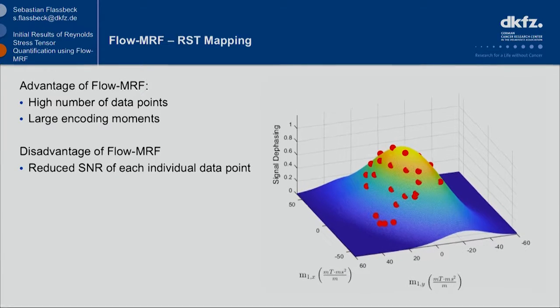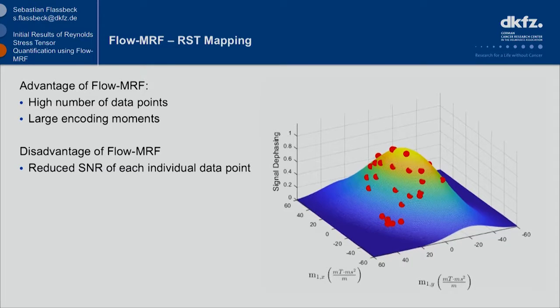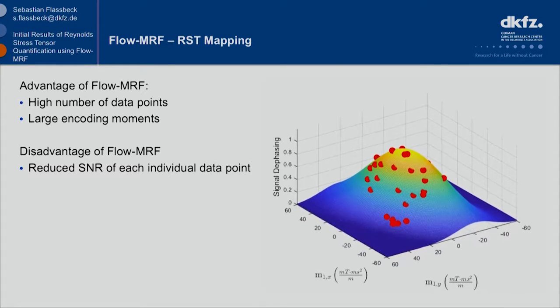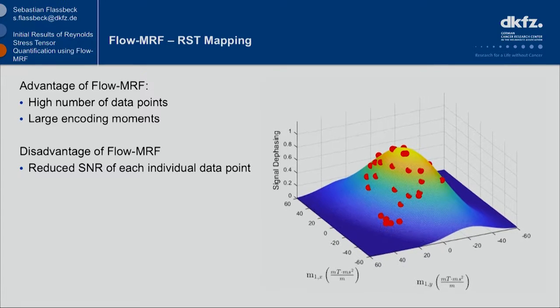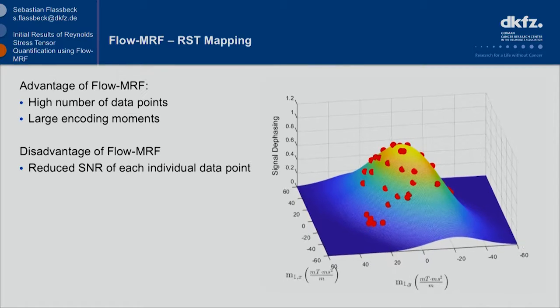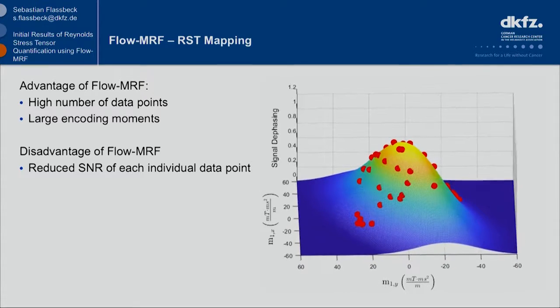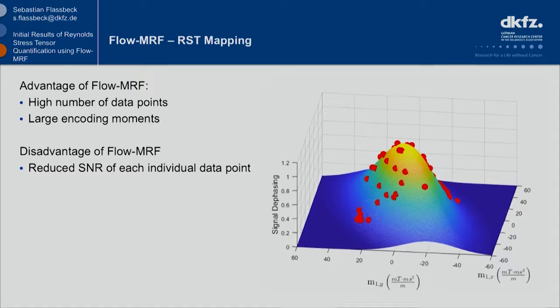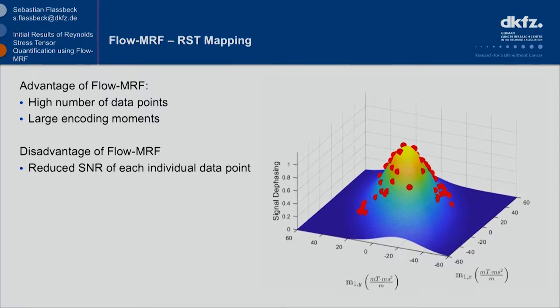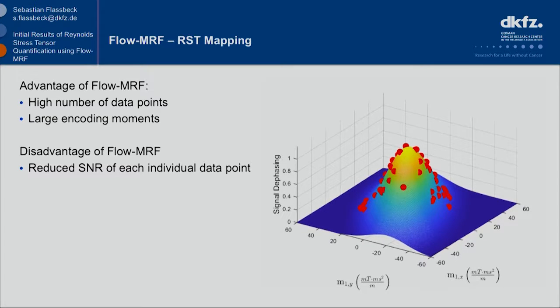But we have much more data points, in the order of 50 per cardiac phase. And because we quantify velocities based on this phase pattern, we can use much higher encoding moments while still maintaining the quantification of the velocity. And this allows us potentially a better sampling of this decay curve and allows us to sample much further out, potentially being more sensitive to regions where we have low stresses.